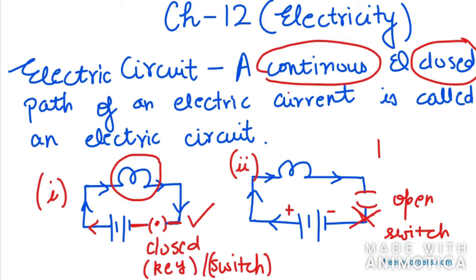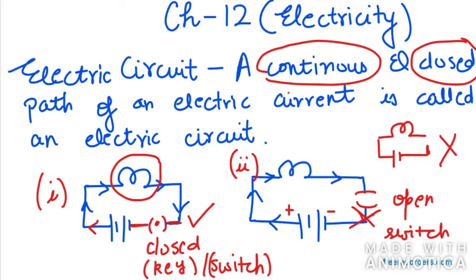Like in this case, if I say the circuit is like this. If it is like this, then it can't conduct again. So therefore, it is a necessity that it should be a continuous path and a closed path. If it is not a closed path, then it can't conduct electricity. So this is all about electric circuit.